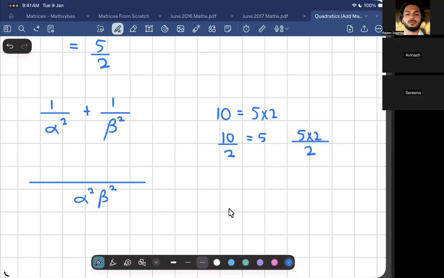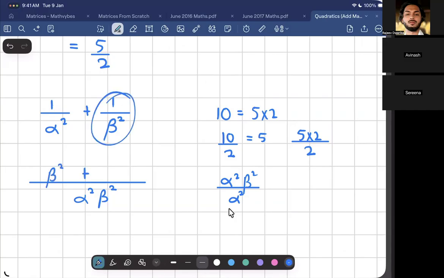I'm asking you how much times alpha squared could go into alpha squared beta squared. Because if I want to get back alpha squared beta squared, what would I have to multiply this by? By beta squared, exactly. So alpha squared could go into alpha squared beta squared beta squared times. Then you multiply beta squared by 1, and 1 by beta squared is beta squared.